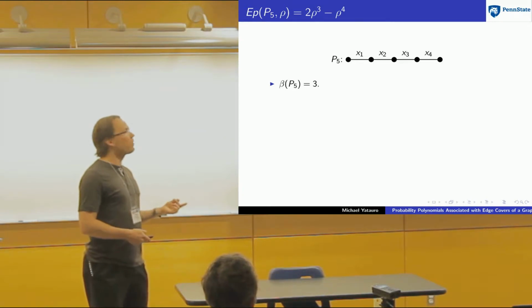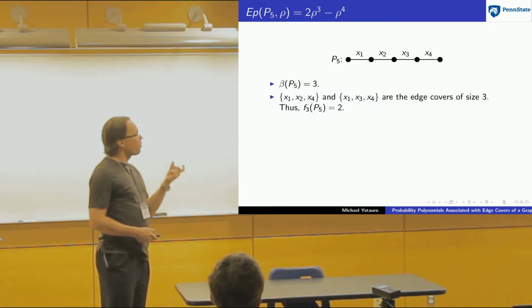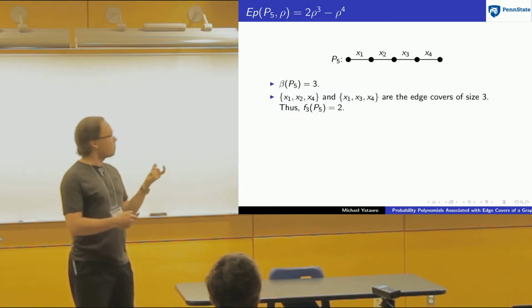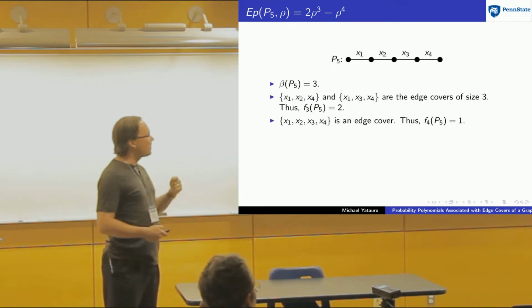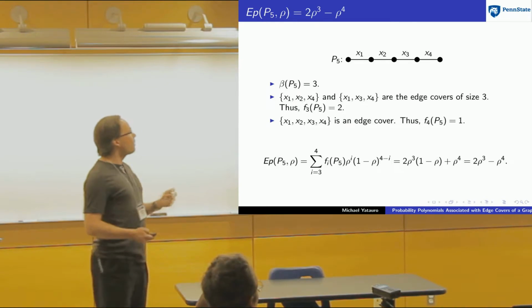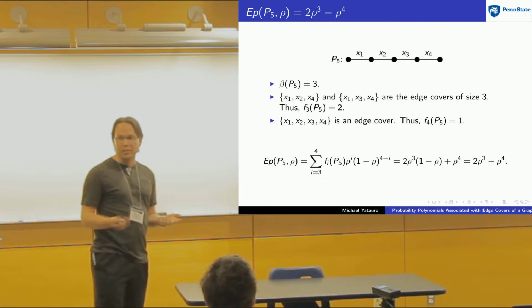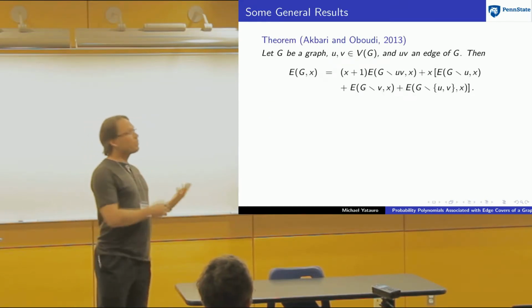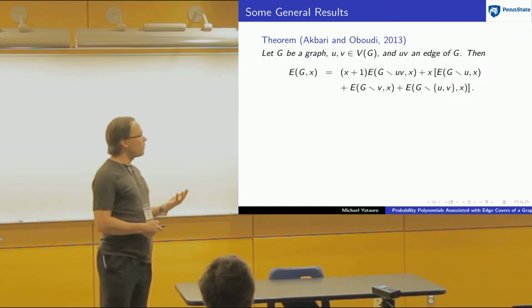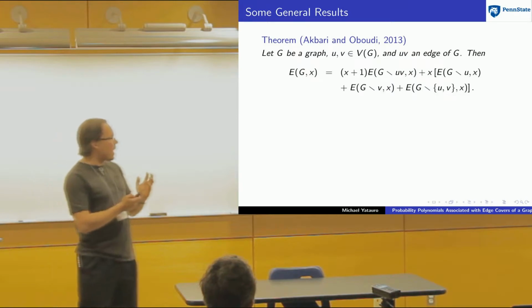Okay, the edge cover number is 3. If we look at the order 3 edge covers, there are 2 of them, or size 3 edge covers, I should say. And then taking all the edges is an edge cover, so that's just 1 for the f sub 4. And then we plug into the formula, add up the probabilities, and we get this polynomial of rho. Okay, so what I'd like to do right now is just talk about a few interesting properties of this polynomial, and then something that's a little more extensive beyond that.